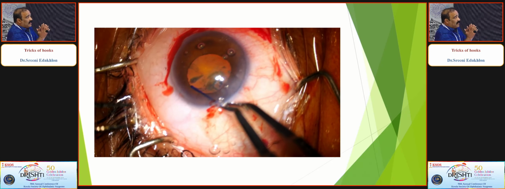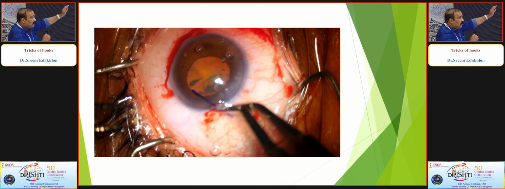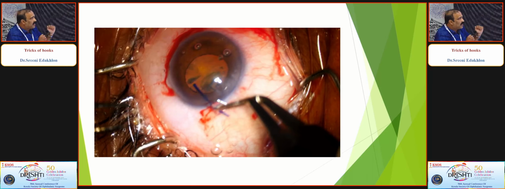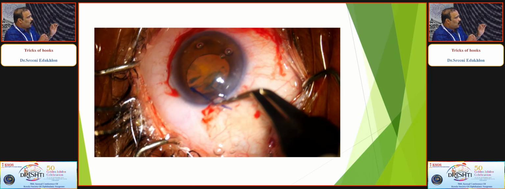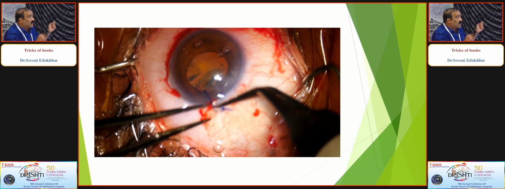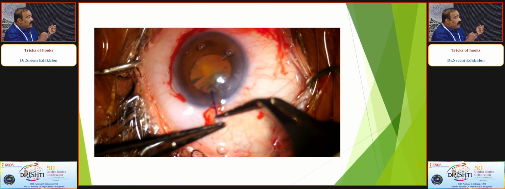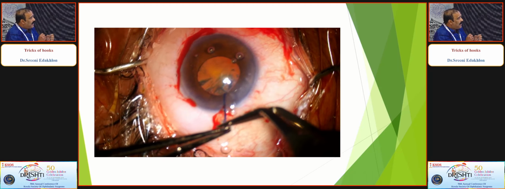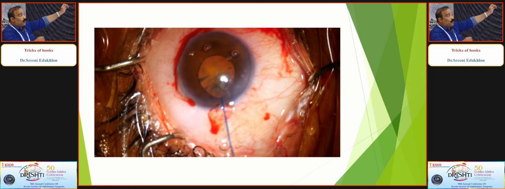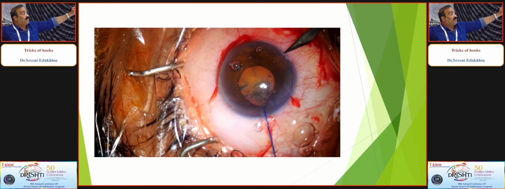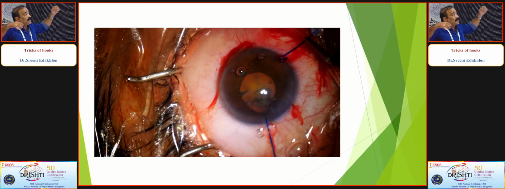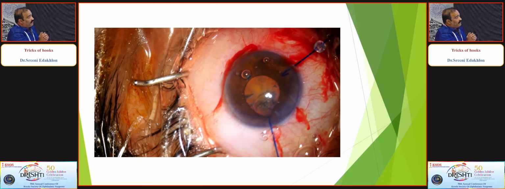This is a very flexible polypropylene hook, and it has a silicon stopper there. So you hook the iris pupillary margin, then hold on and advance the stopper. The pull should not be in such a way that you have a full dilatation there. If at all you want a maximum dilatation, it has to be done after everything has been put.